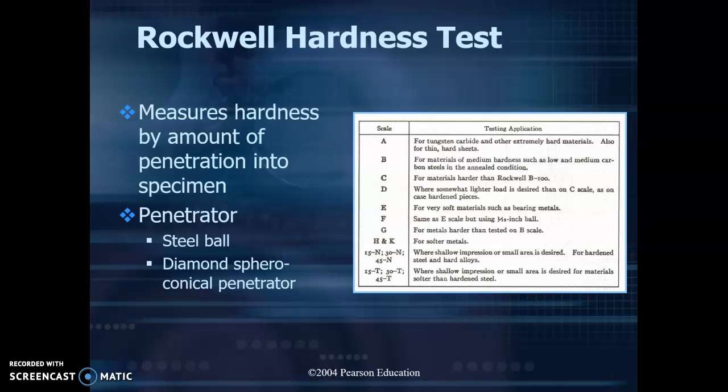So the Rockwell hardness test is a test that is used for metals to determine how hard they are. And it gives them a certain number designation, and you may see that number on a drawing indicating what the material's Rockwell hardness number is.